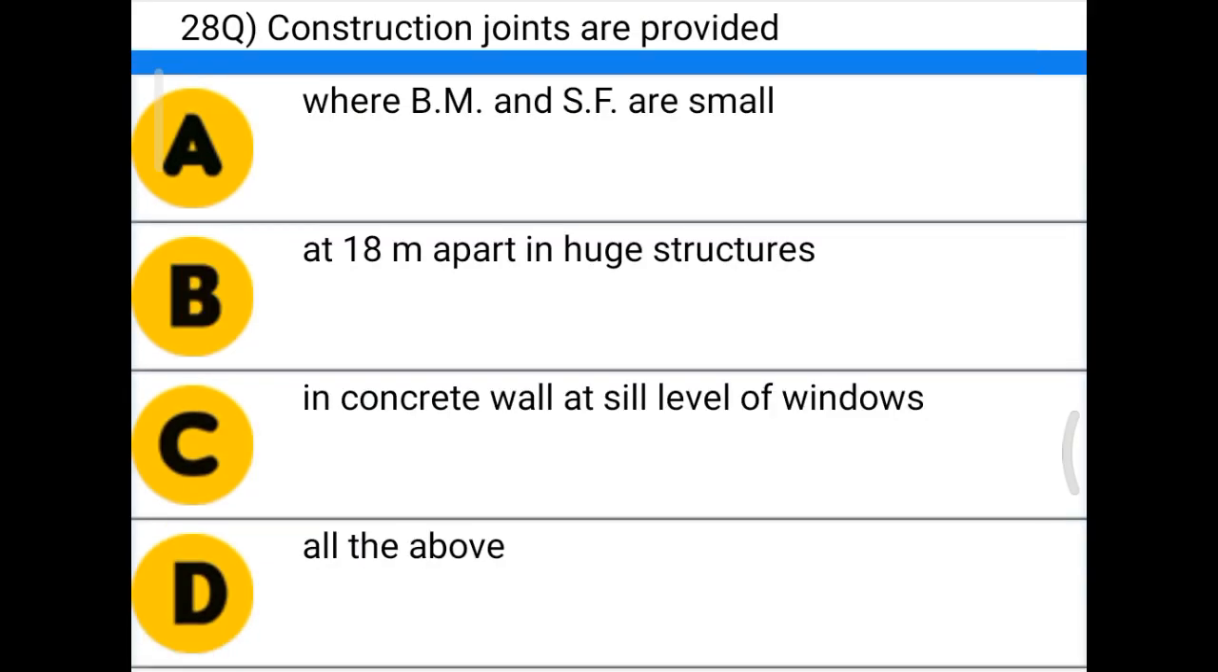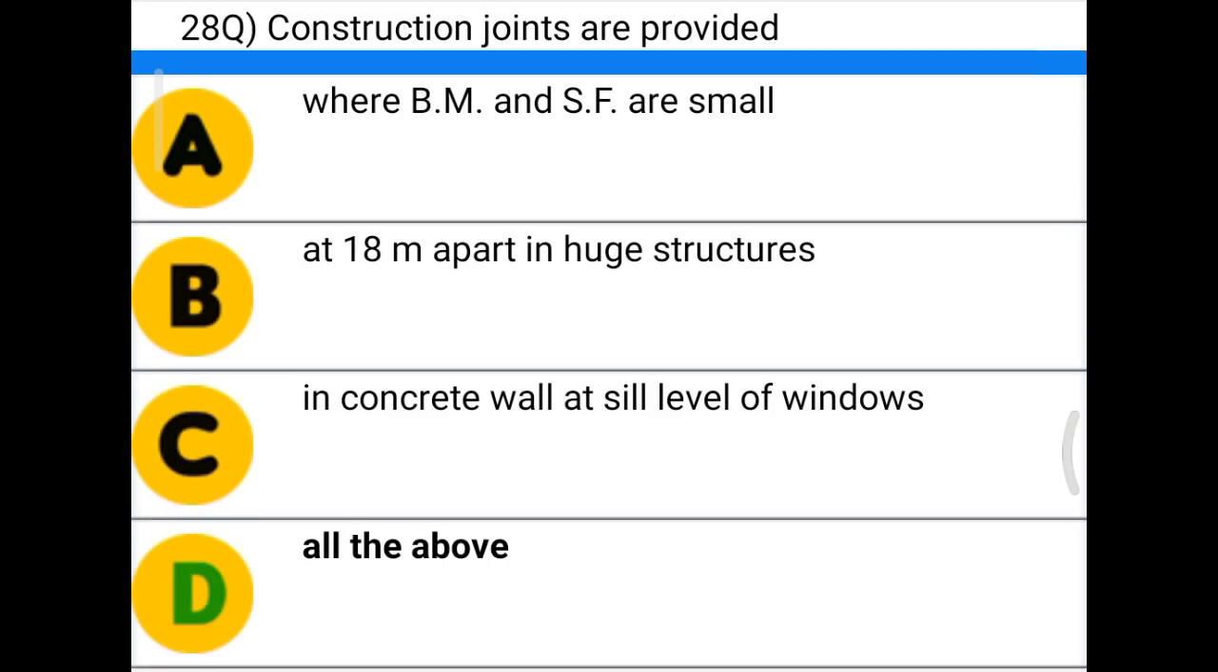Next question, construction joints are provided option A where bending moment and shear force are small, option B at 18 meter apart in a huge structure, option C in concrete wall at sill level of windows, option D all the above. So the correct answer is option D all the above.